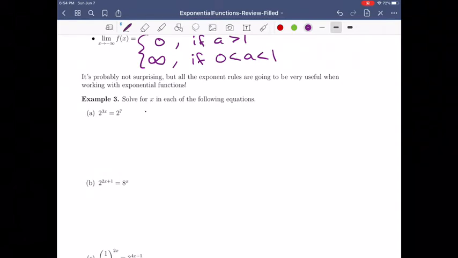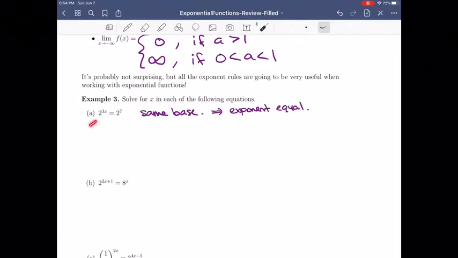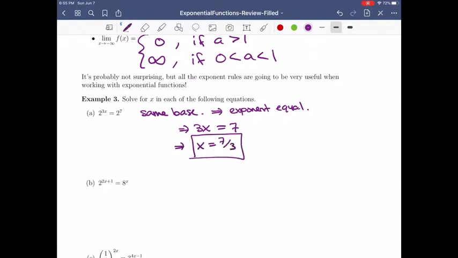Now notice that both sides of this equation are using the same base. So when they have the same base, it means that the exponents need to be equal if the numbers are going to be equal. On this side, we have 3x 2's all multiplied together, and on this side, we have 7 2's all multiplied together. So if I get the same number, there has to be the same number of 2's on each side. That means that 3x needs to be equal to 7, which means that x is actually 7 over 3. So that's going to be the solution to that equation.